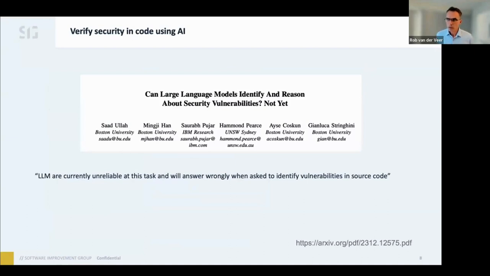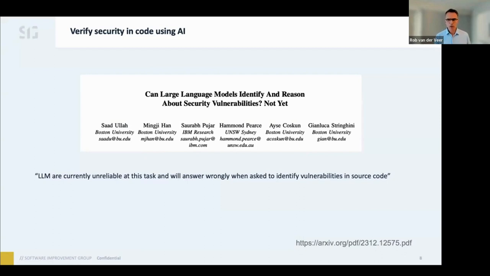One quote from this publication is, "LLMs are currently unreliable at this task and will answer wrongly when asked to identify vulnerabilities in source code." Of course, you've probably or maybe have experienced this yourself: if you ask a large language model about a piece of code, can you tell me what's wrong? It can help you to identify certain issues.